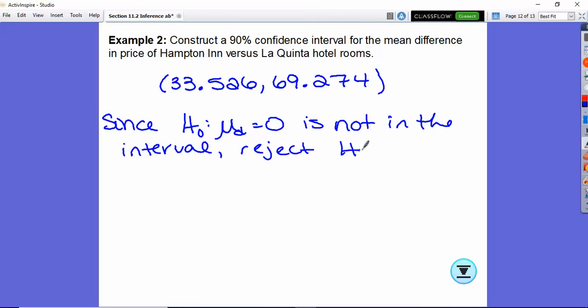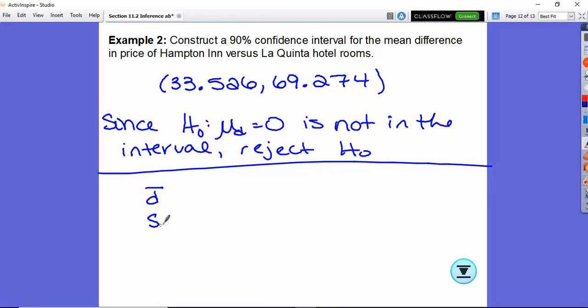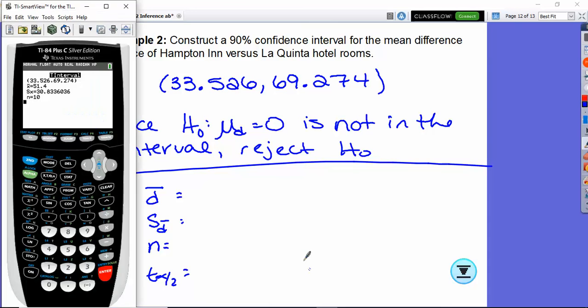So we get the same conclusion. Remember, if we want to do this by hand, we will need the information. We will need the mean, standard deviation, the n, and the t alpha over 2. So just because it's a good review, let's get that. So we would go to stat, calculate one variable statistics for L3.